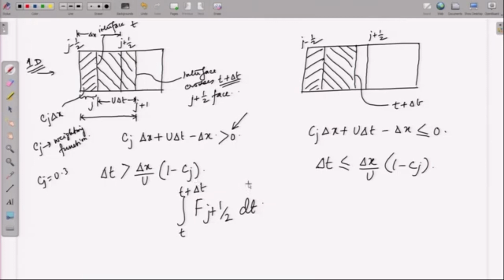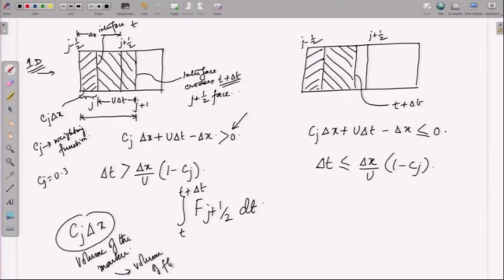Another thing that we need to remember here is that the product C j times delta x is essentially indicating a volume of the marker, and therefore, it is volume of fluid as well, which is coming from the gray portion. That fluid or that phase, how much volume has that phase filled up of a certain cell, and therefore, the name of the technique comes up: volume of fluid.